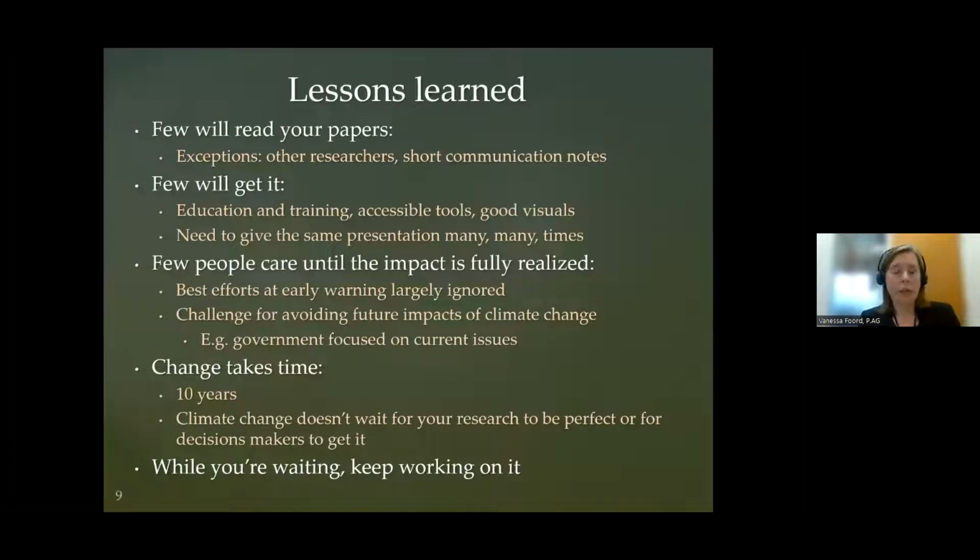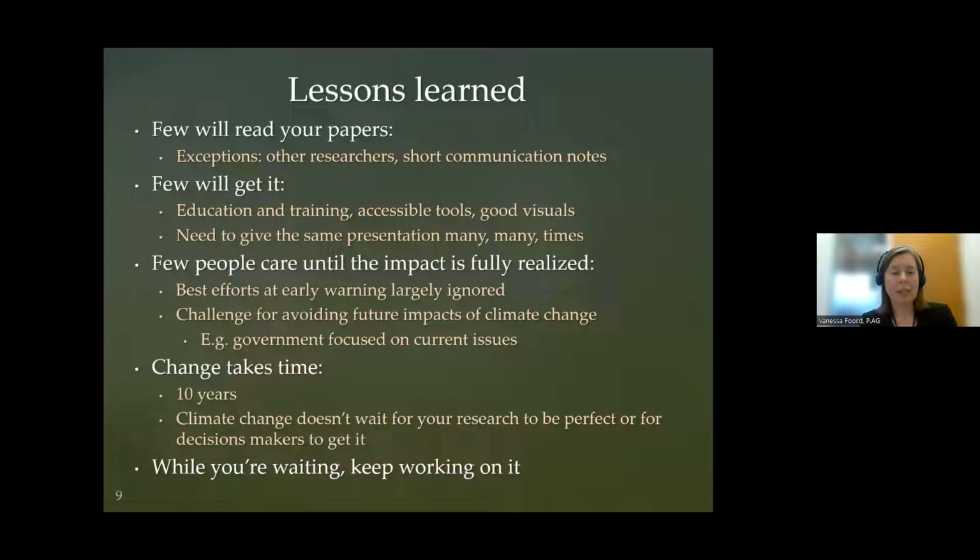So some of the lessons that I've learned through processes such as this one, as mentioned, unfortunately, few will read your papers except for other scientists and researchers. So those short communication notes are really important. We did a recent survey of our provincial research program last year, and it showed that only 13% of our clients accessed our papers. Most of the information they got directly from contacting us or from presentations that we give.